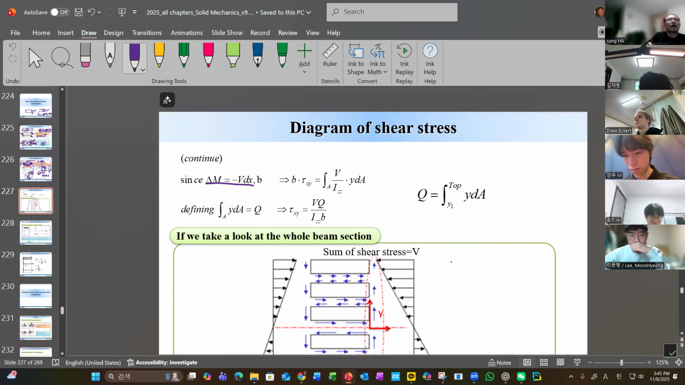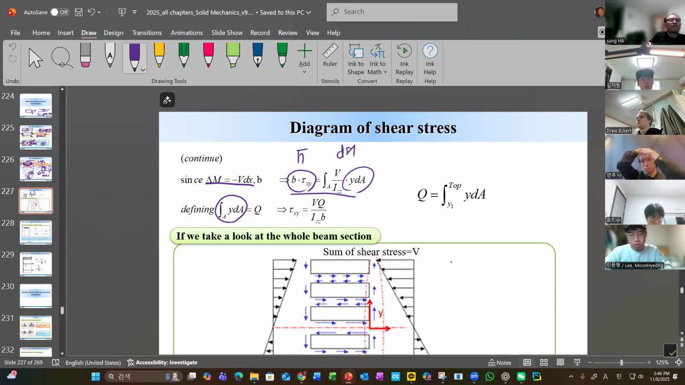Now, to simplify everything, this is B. This is the force, and this is from the moment, and the moment is here. And V can be taken out of the integration, and I can be taken out of the integration. The only thing is the integral of y dA, so let's use Q to represent this one. So VQ. This is tau, and it is VQ over I b.